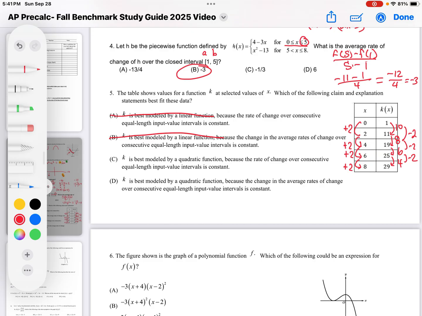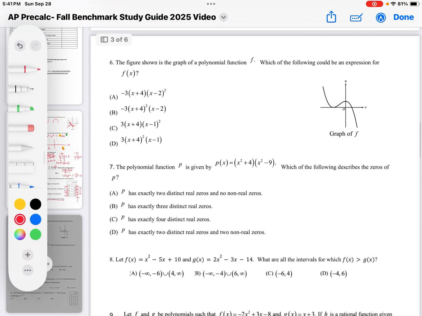So part C, or option C, says the rate of change over consecutive equal length input values is constant. That's not true because we saw that those were different numbers. So that forces D to be our answer. And here it says the change in the rates of change are constant.